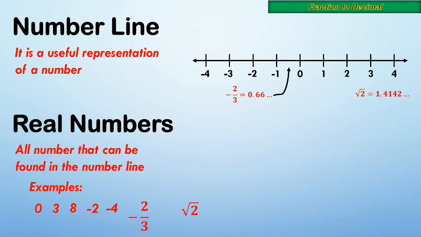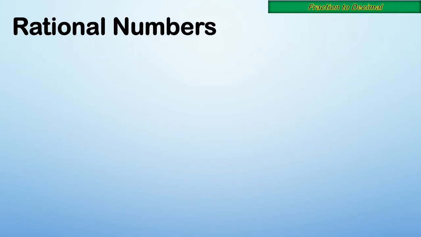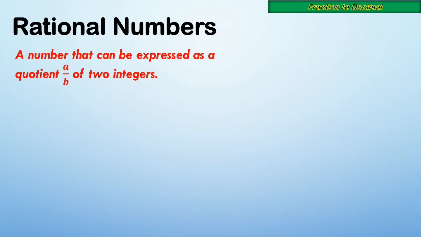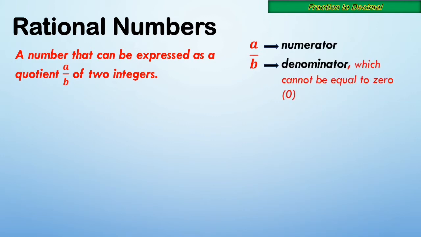Okay, now let's proceed to our topic, which is the rational numbers. Okay, fractions and decimals, nabibilang sila sa rational numbers. Ang fraction at saka decimal, that is a rational number. A rational number can be expressed as a quotient, which is a over b, of two integers. It means a over b. A is the numerator and b is the denominator, which cannot be equal to 0.